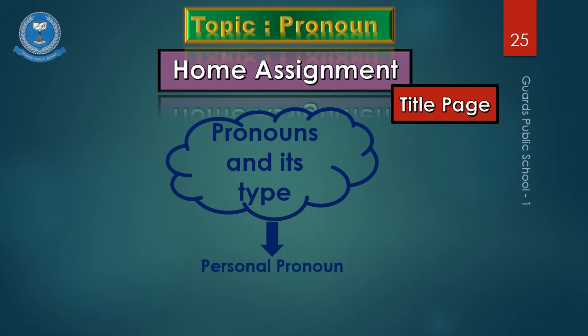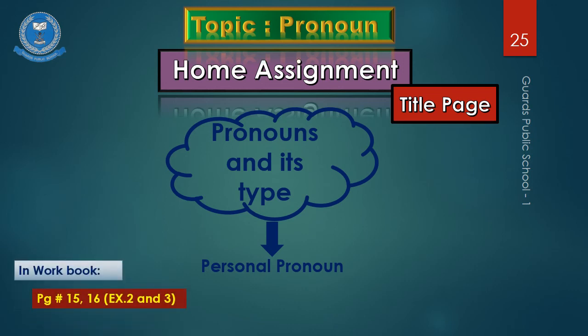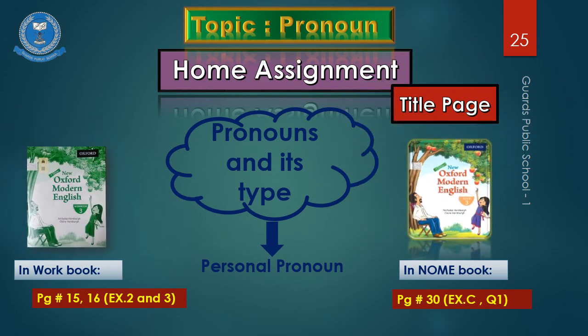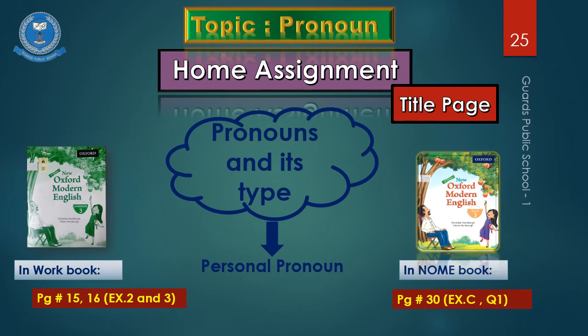Clear? Then you will write in workbook page number 15 and 16, exercise 2 and 3, and in notebook page number 30, exercise C, question number 1. You have to do 2 book pages. One is in your workbook and the second one is in your notebook. For your clarification, I am attaching the picture. This is your workbook and this one is your notebook. I hope it's clear now.